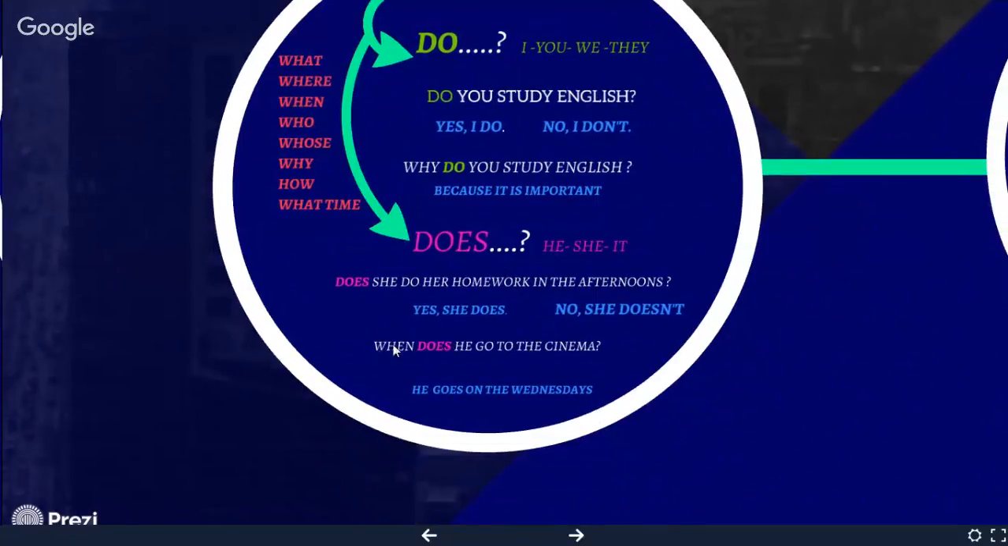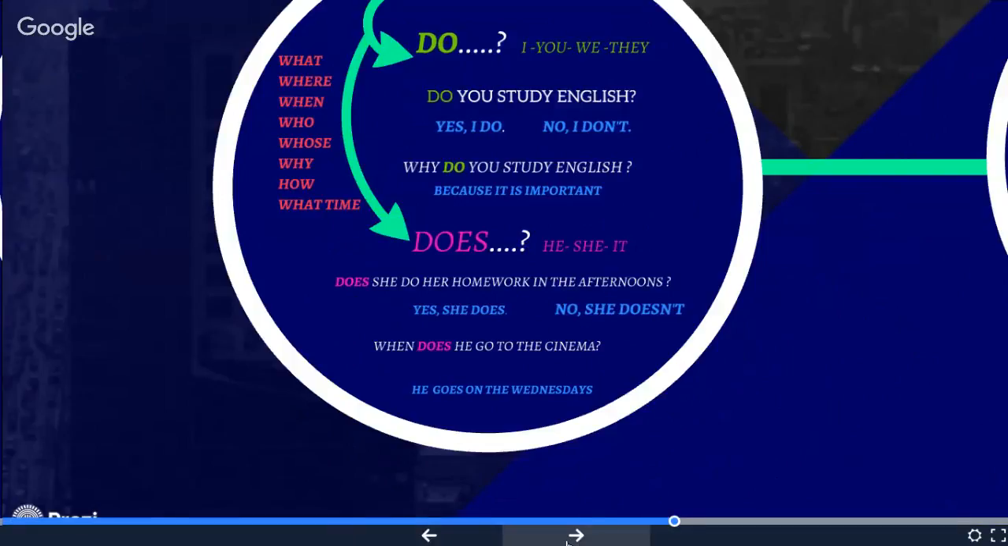The other is when you use a W question. In this case, I use the word when. When does he go to the cinema? Your possible answer is, he goes, because this is affirmative. Remember, when it's affirmative, we have to follow some rules. He goes on Wednesdays. Okay? In interrogative, the verb is the same. But when it's affirmative, my verb has to change here. Okay? Next.